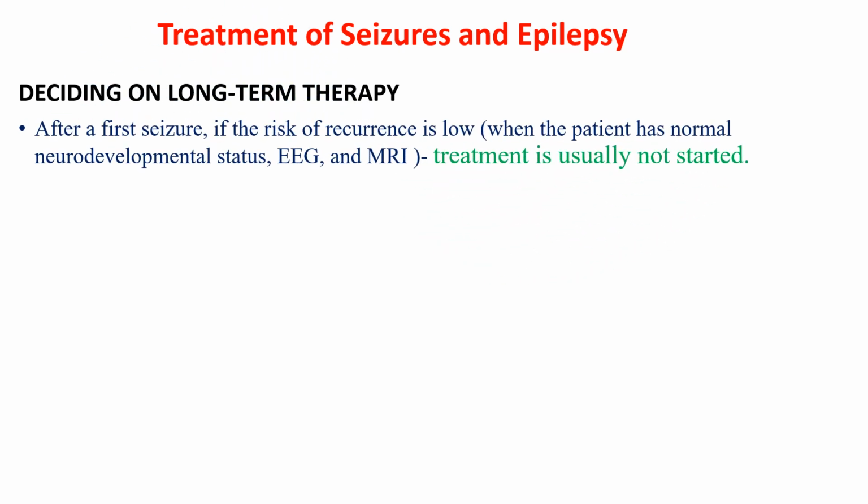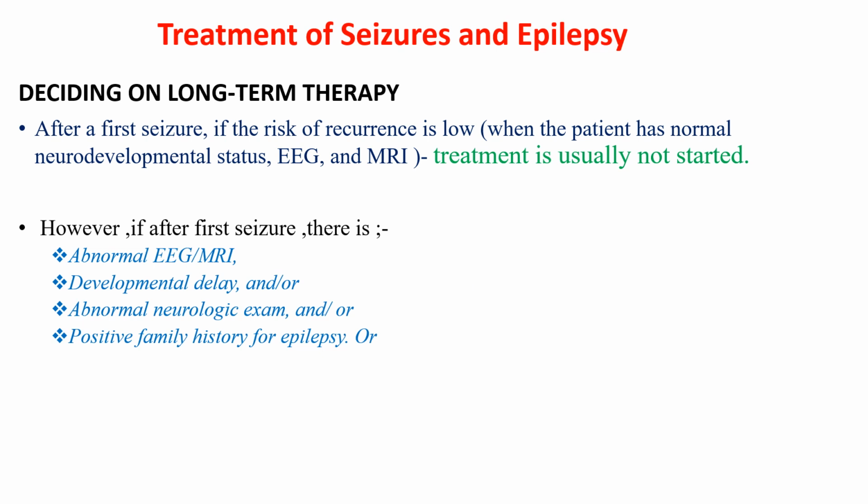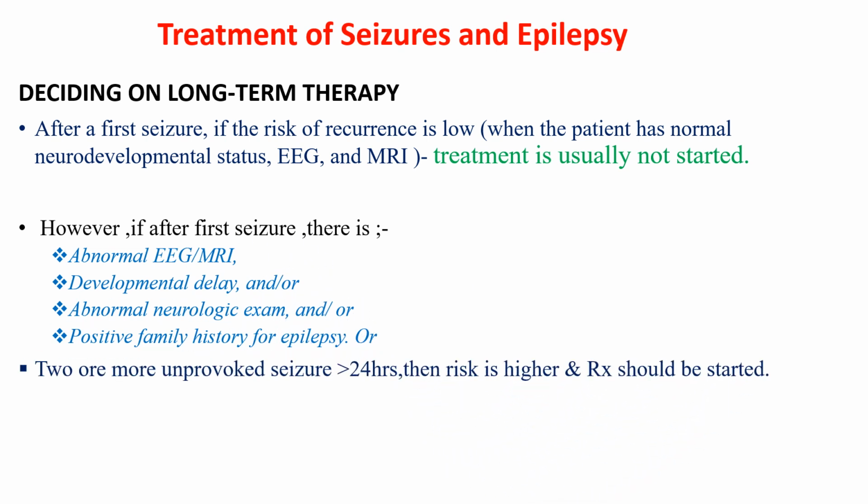When we come to treatment of seizure and epilepsy, in deciding on long-term therapy after a first seizure, if the risk of recurrence is low, for example, when the patient has normal neurodevelopmental status, normal EEG and MRI, treatment is usually not started after the first seizure. However, if after the first seizure there is abnormal EEG or MRI, developmental delay, abnormal neurologic exam, positive family history for epilepsy, or if two or more unprovoked seizures occur within 24 hours, the risk is higher and the treatment should be started.